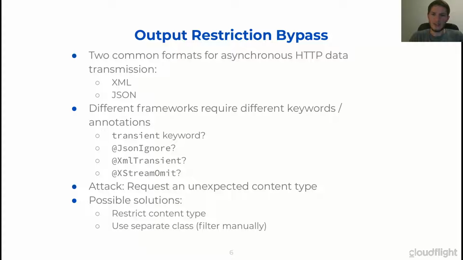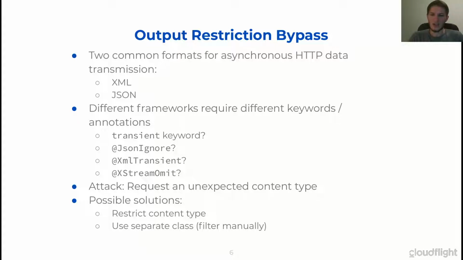As a summary, one can say that there are probably two very common data formats. One is XML, the other one is JSON, and there are different libraries to serialize data into these formats, which require or respect different keywords and annotations. So some libraries might consider the transient keyword of the Java programming language. Another library might consider the JSON ignore annotation or the XML transient annotation, just as we saw in our example. However, another XML library might use the XStream omit field annotation.